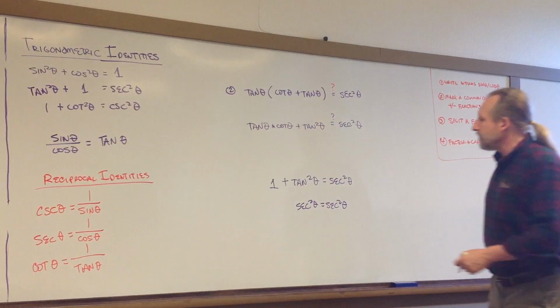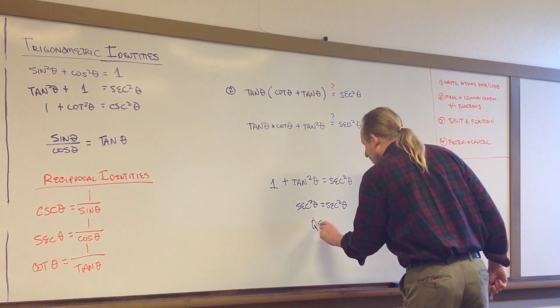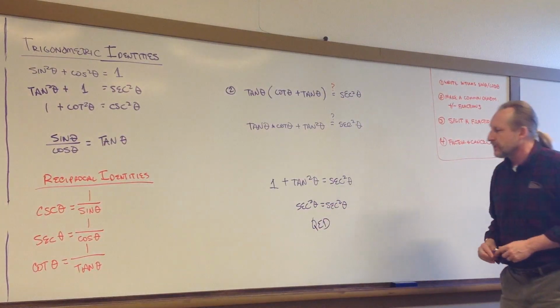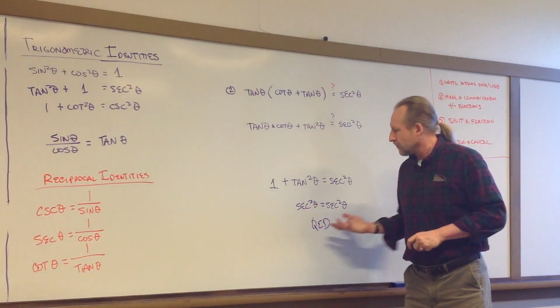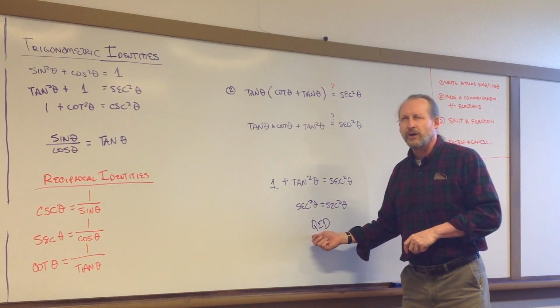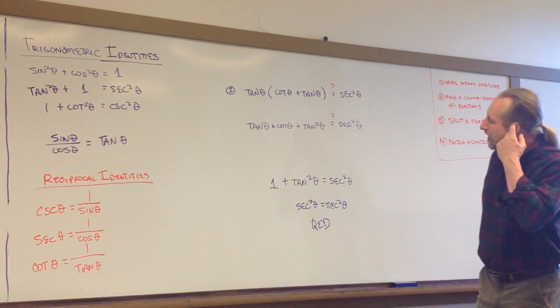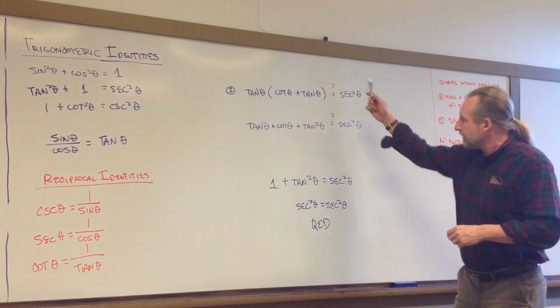In the answer key that I make, I take this extra step, and then at the end I write QED, which is a Latin phrase that mathematicians like to use, which means I'm done with the proof. This is what it's quod erat demonstrandum, that which was to be proved. And so that's what it's saying, is that it's done. Okay? So this is fine.